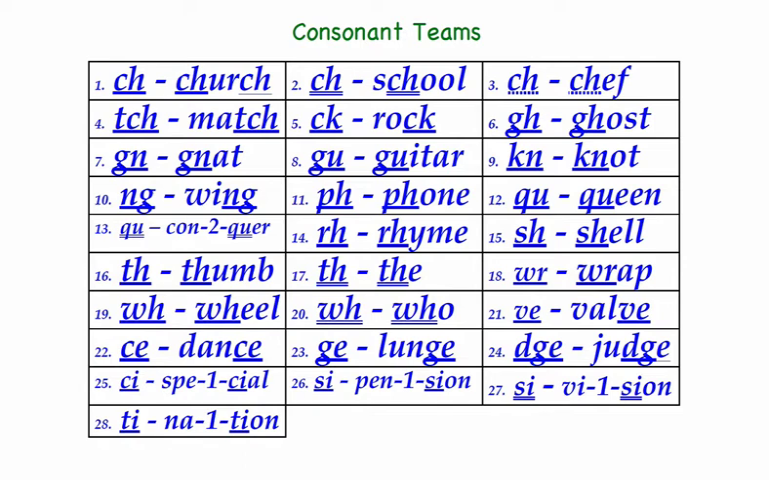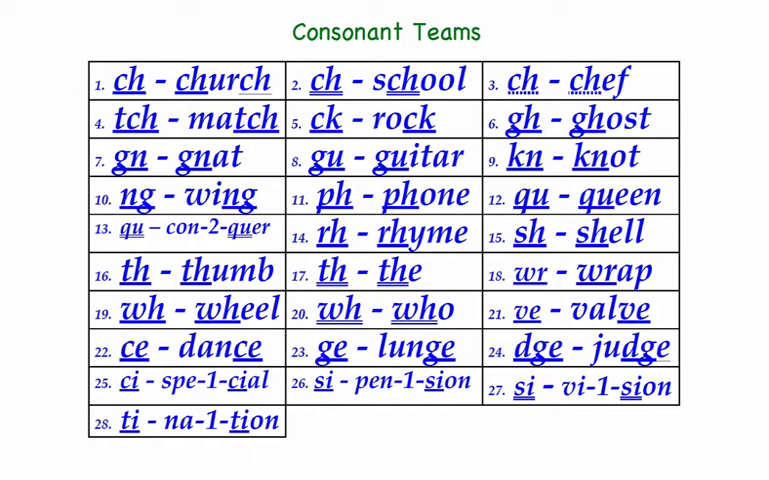GE is a team when the E's only function in the word is to cause the G to represent its second sound. Because remember, when C or G are followed by E, I, or Y, they will, in C's case, always represent the sound S. With G, there are a number of exceptions. Nevertheless, when E's only function following G is to cause the G to represent its second sound, it's a team and you underline it. And it represents the sound J, as in lunge. DGE is a three-letter consonant team representing the sound J. It must have a short vowel directly in front of it.